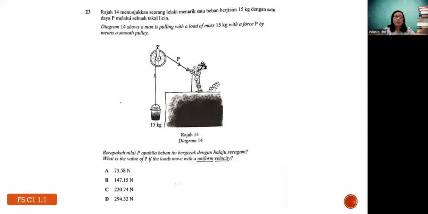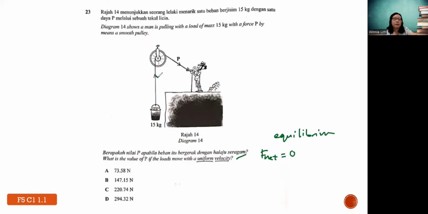Question 23: Diagram 14 shows a man pulling a load of mass 15 kg with a force P by means of a smooth pulley. What is the value of P if the load moves with a uniform velocity? If the velocity is constant, uniform, that means the net force is 0. So your concept must be there. That means they are in the equilibrium state. Equilibrium.